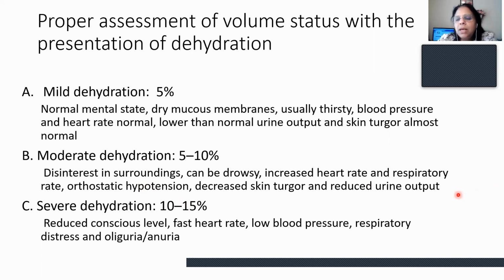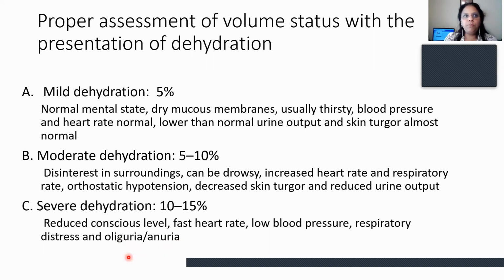Especially in very small children, this is the stage where the fontanelles are dipped, or rather depressed fontanelles, at this particular percentage. When they are severely dehydrated, they have a reduced conscious level, very fast heart rate, very low blood pressure, respiratory distress, and oliguria or maybe anuria.